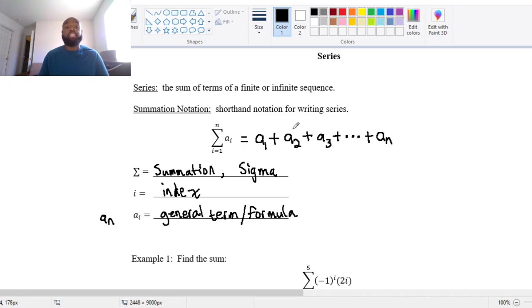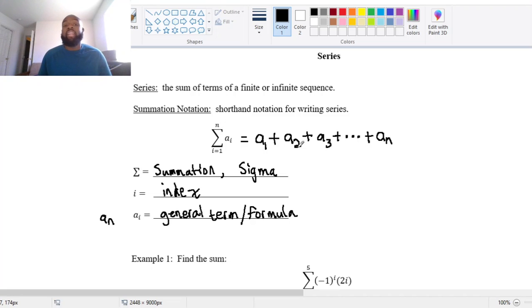But this just means to add up all of your terms, your first term, your second term, your third term, all the way to your last term of your sequence, right? This is just the notation for that. So they're equivalent things. This is the notation. i is your index, a sub i is your general term, and n is your last index value.